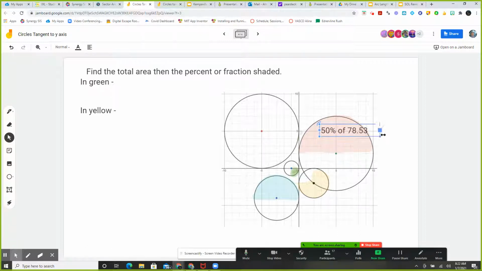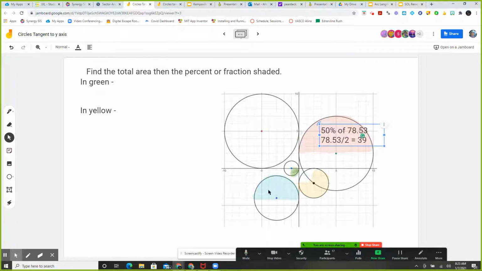What math do I have to do? Can I do 78.53 divided by 2? Because I want half of that space. I always think about pizzas because I love food. If I get a whole pizza and I eat 50% of it, I'm eating half. So if the whole area of that pizza is 78, then I can divide that by 2. 78.53 divided by 2 is 39.